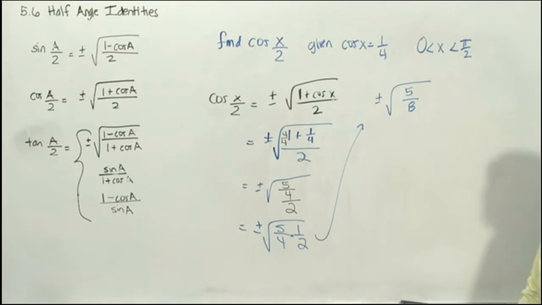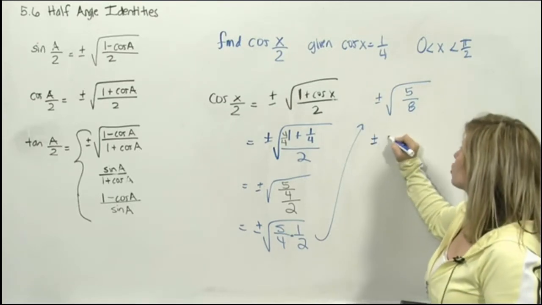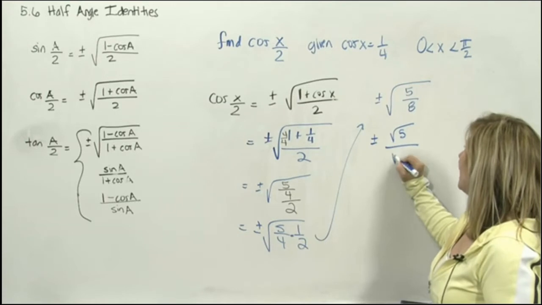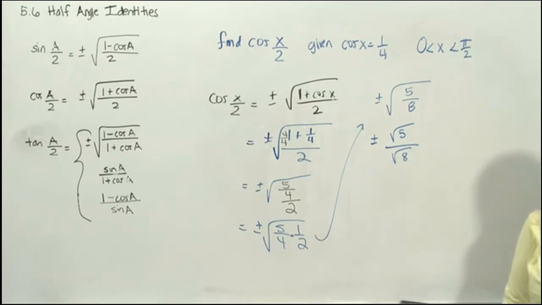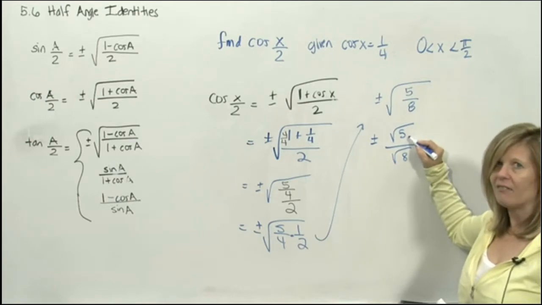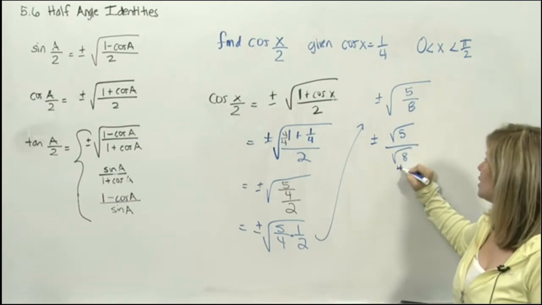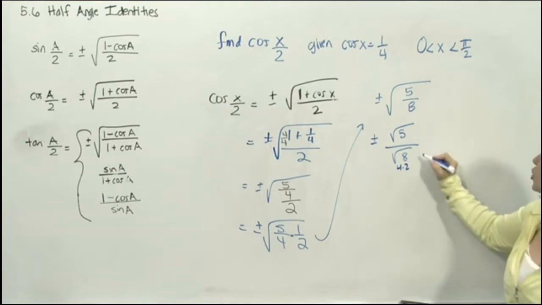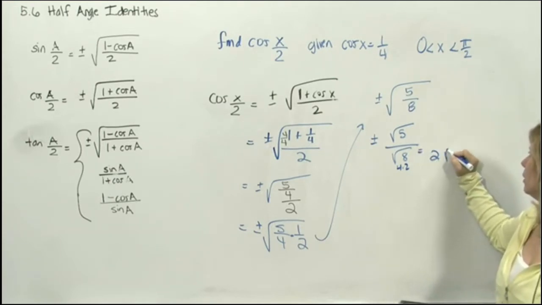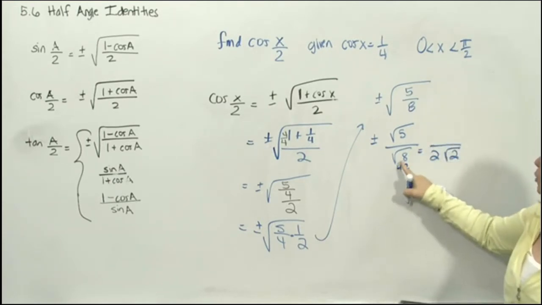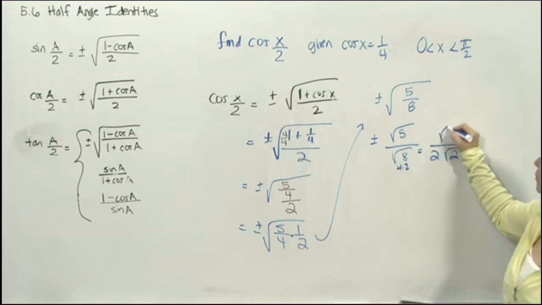Can't leave 5/8 because you got a fraction. So that means the square root belongs to the numerator and to the denominator. Can't leave that because all roots have to be reduced. Can't do anything with the square root of 5. 5 is prime. But 8 is 4 times 2. And the square root of 4 is 2 over the square root of 2. So square root of 8 is really 2 square roots of 2.